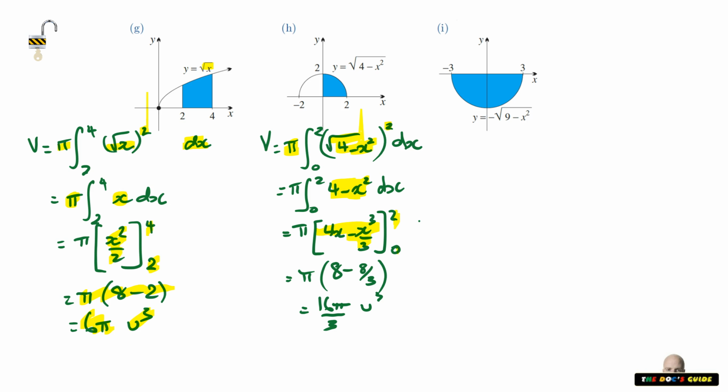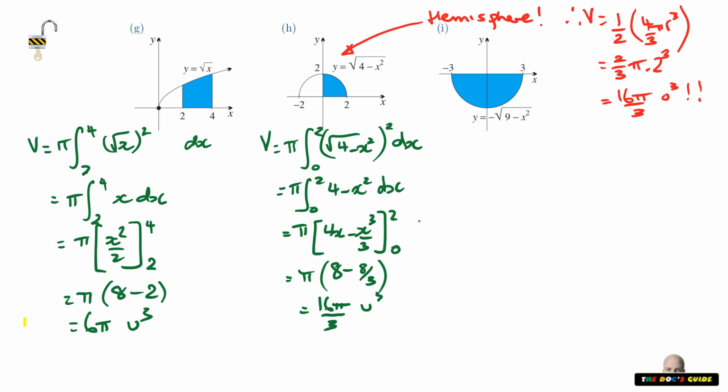Plug in our limits of integration and we get our final answer of 16 pi on 3 units cubed. However, we could have also just thought about the shape when it's rotated around the axis, so that what we see is that we actually have a hemisphere when we rotate that shape. And it's easy enough to find the volume of the hemisphere using our formula for the volume of a sphere to get our same result.